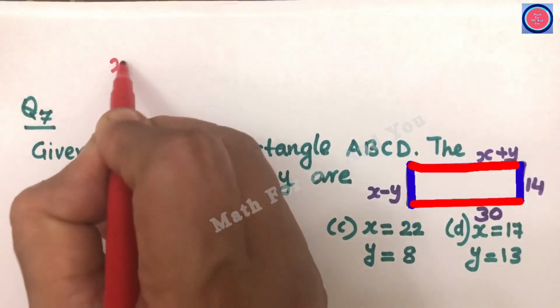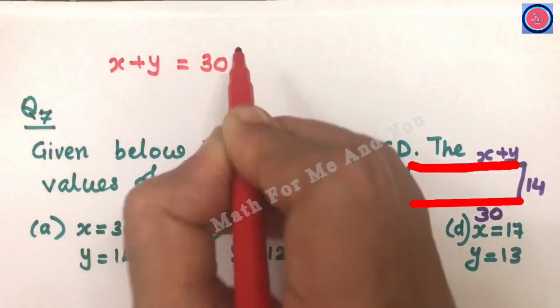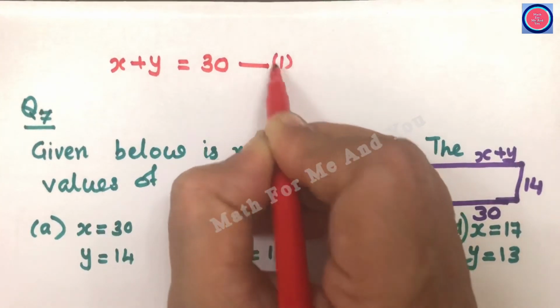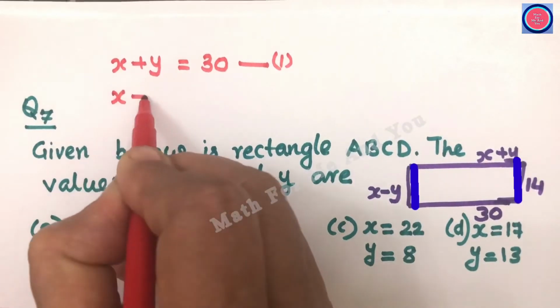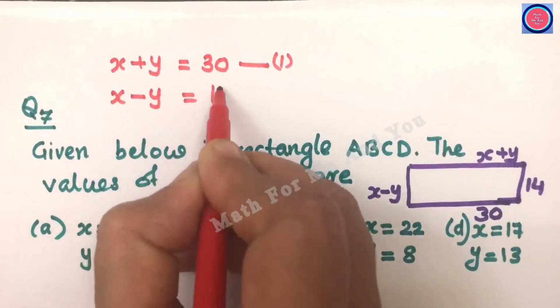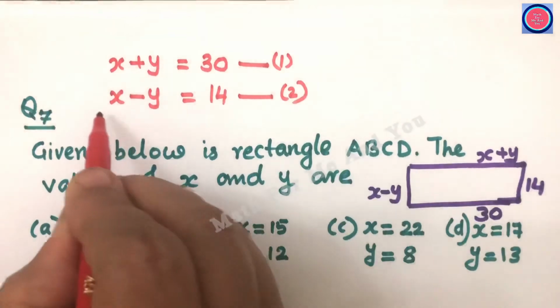Opposite sides are equal. That means when we equate the opposite sides we get x plus y equals 30, let it be equation number 1, and the other two sides when we equate we get x minus y is equal to 14. These two are linear equations. So what we are getting is a pair of linear equations.